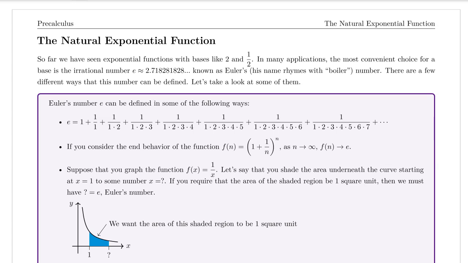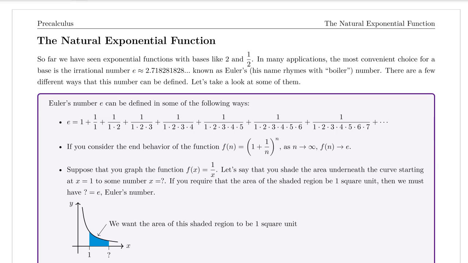So Euler's number e can be defined in some of the following ways. e is equal to the infinite sum of 1 plus 1 over 1 plus 1 over 1 times 2 plus 1 over 1 times 2 times 3, and we can keep continuing that pattern. It turns out that not only can I add up all of these fractions together, even though there's infinitely many of them, not only am I going to get a finite number as their total sum, but that number also just happens to be e.